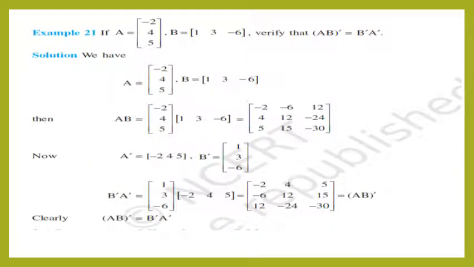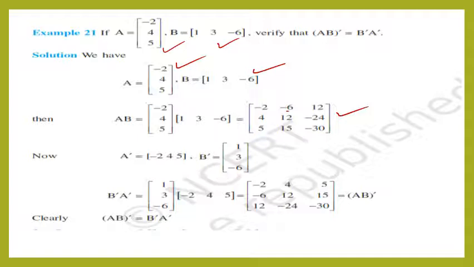Now, A is equal to the column matrix minus 2, 4, 5. B is equal to the row matrix 1, 3, minus 6. Verify that (AB) the whole transpose is equal to B transpose into A transpose. So A is this, B is this. What is AB? Multiply first row into first column, minus 2. First row into second column, minus 6. First row into third column, 12. 4 into 1, 4. 4 into 3, 12. 4 into minus 6, minus 24. 5 into 1, 5. 5 into 3, 15. 5 into minus 6, minus 30.